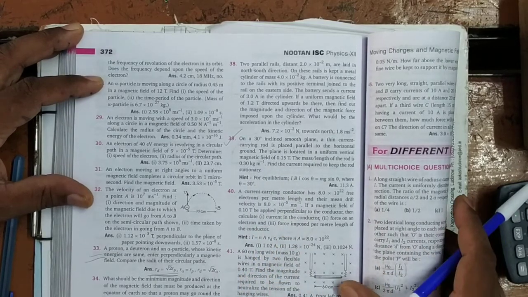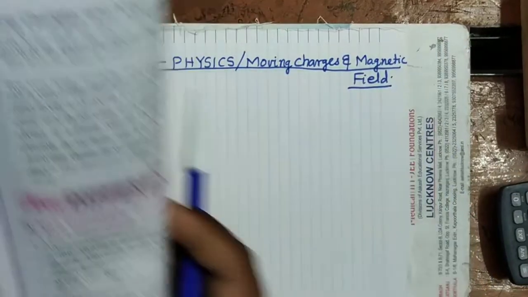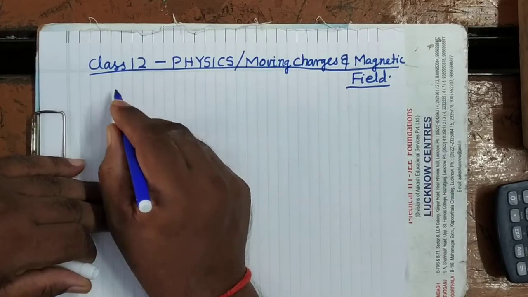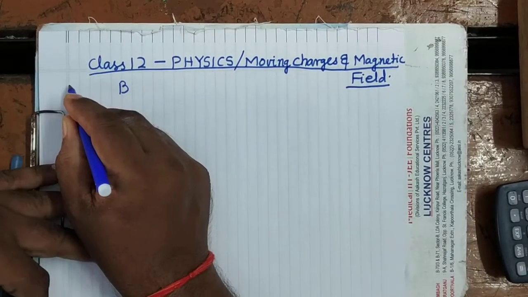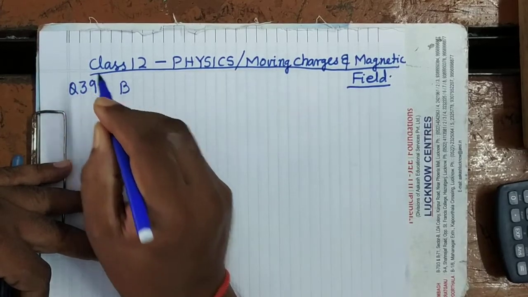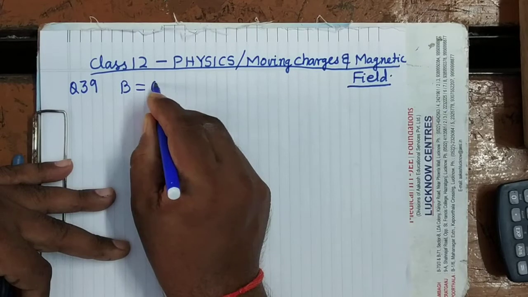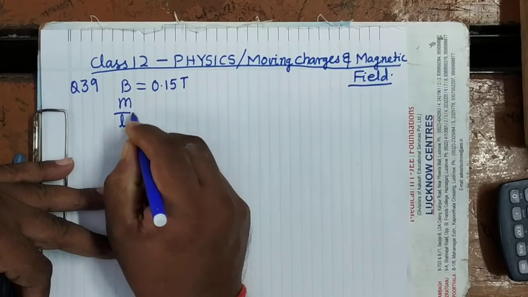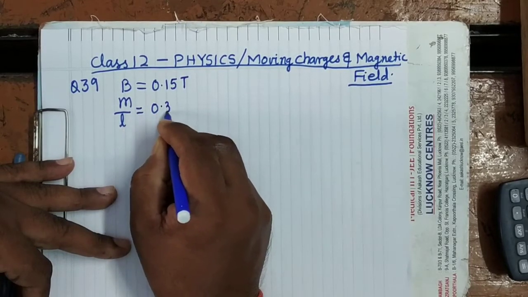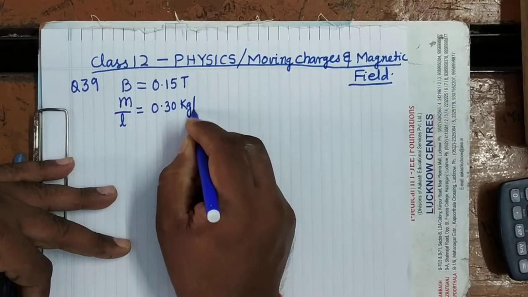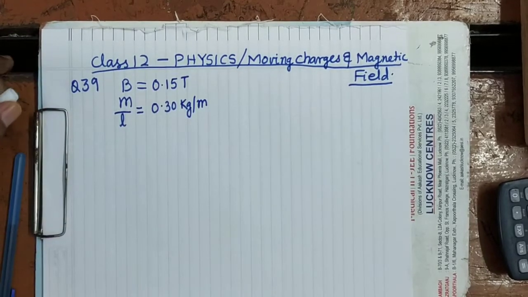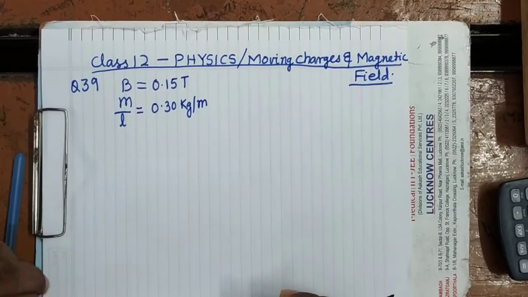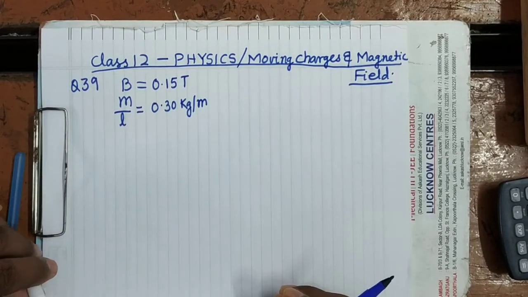Find the current required to keep the rod stationary. Means how much current will be required to keep the rod stationary. It is clear. Here are the quantities which are given. You can note down question number 39. Here B equals to 0.15 Tesla and mass per unit length m upon L is 0.30 kg per meter. It's clear. This magnetic field is directed vertically upward, uniform vertical magnetic field.